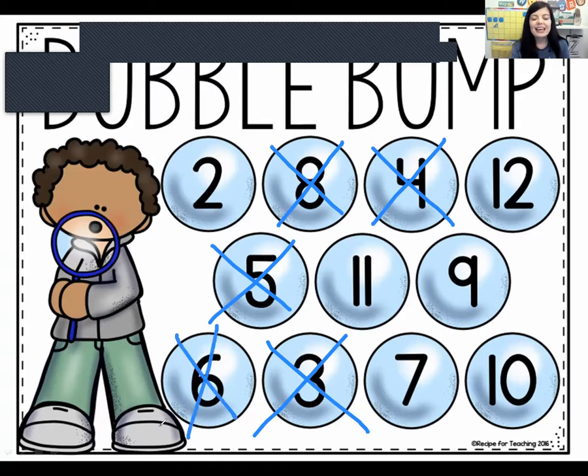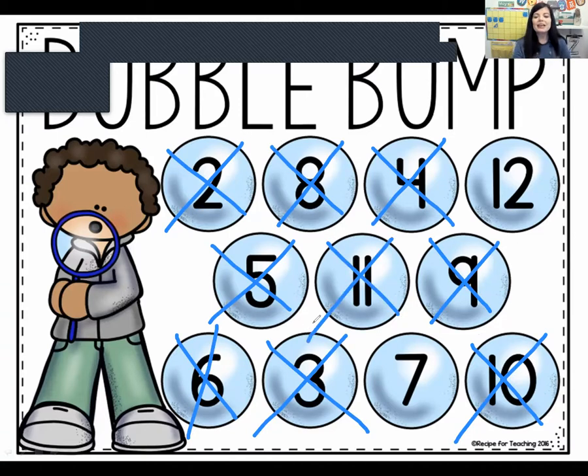Can you find number 6? There it is. Can you find number 10? 10 is a 1 and a 0. Where is the number 10 bubble? There it is. Pop. Can you find number 2? Pop. Can you find number 9? Pop. Can you find number 11? 11 is a 1 and a 1. There it is. Pop. Can you find number 12? 12 is a 1 and a 2. Good job. Pop. Can you find number 7? It's the last one. Good job.